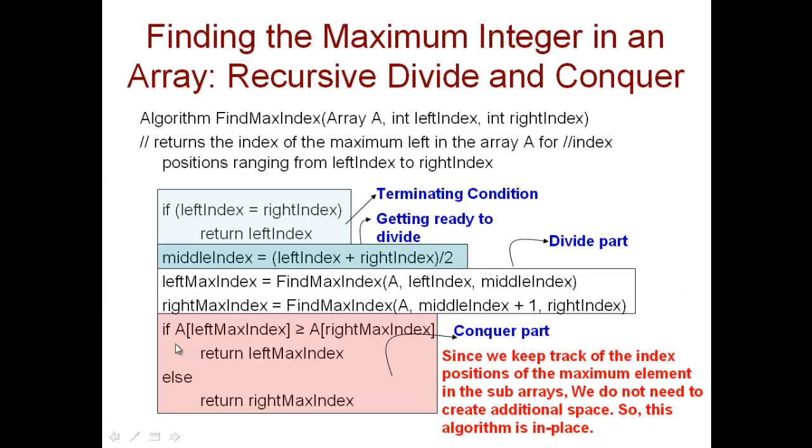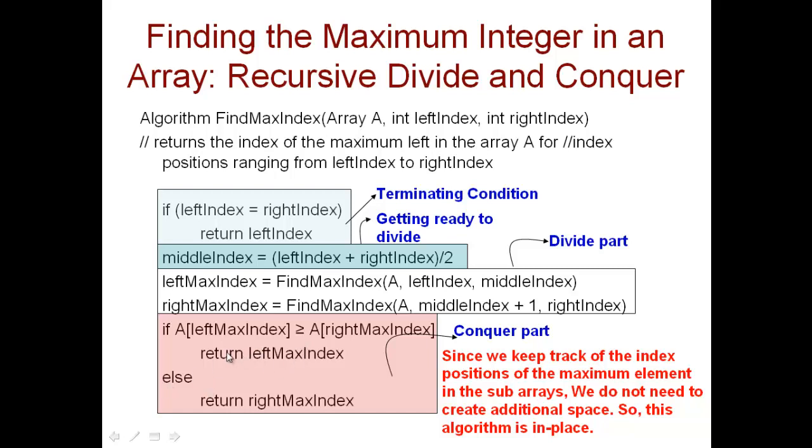So the logic is, if A of left max index is greater than or equal to A of right max index, then the element at left max index is the greater of the two sub arrays, right? So we return left max index as the index where the maximum is. In case they're equal, again we break the tie in favor of the left index. That's why you have the greater than or equal to sign here.